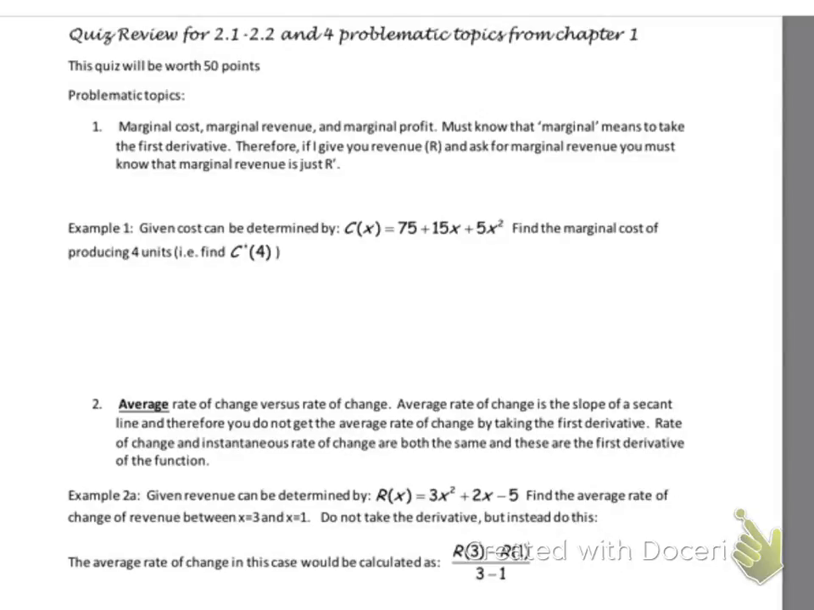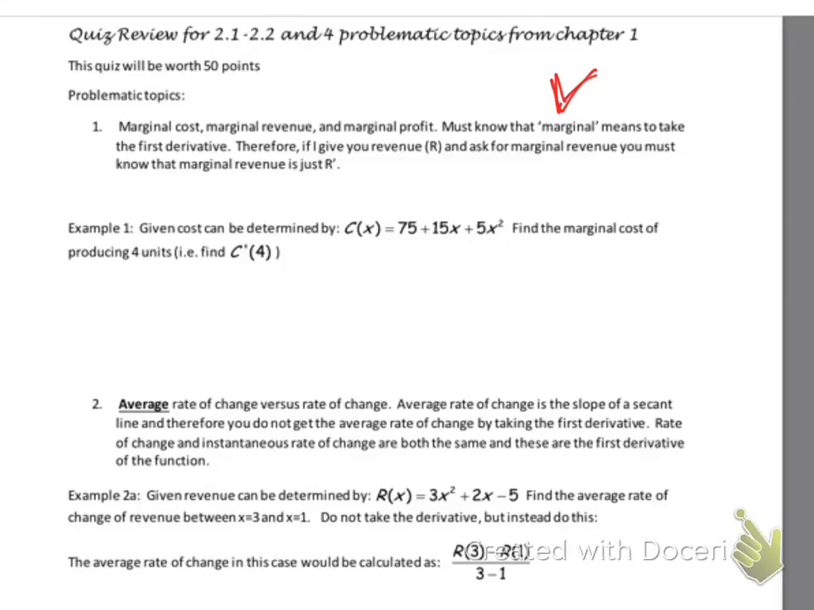In this quiz review, we're going to first retest some of the problematic topics from Chapter 1. Our first repeat topic is marginal cost, marginal revenue, marginal profit. You have to know that whenever I say marginal, it always means take the first derivative of whatever it is. So if you're given revenue and you want marginal revenue, you must take the first derivative.